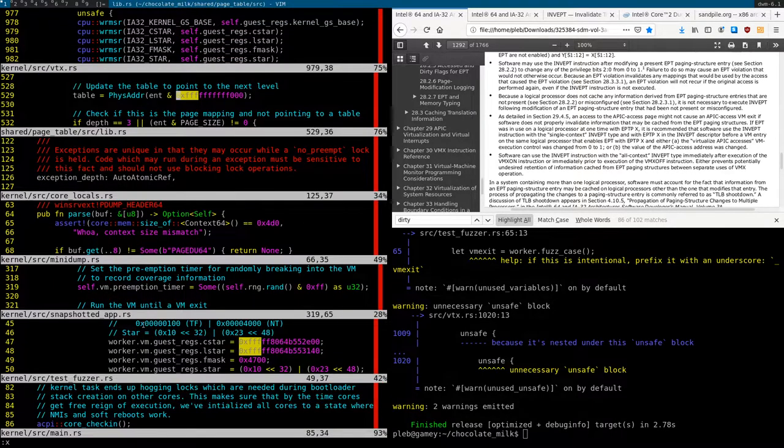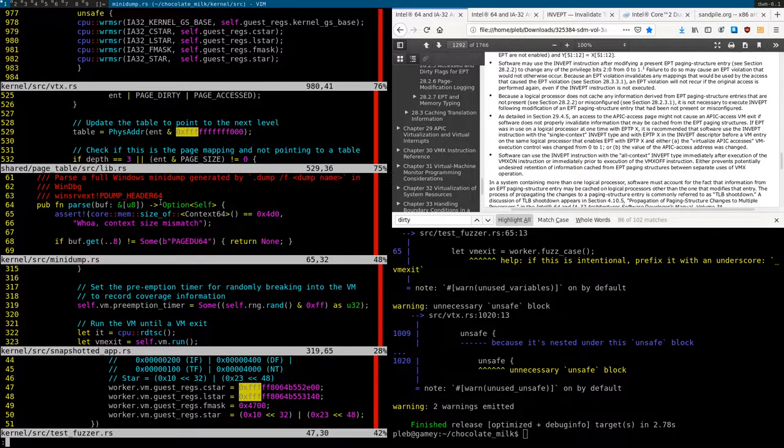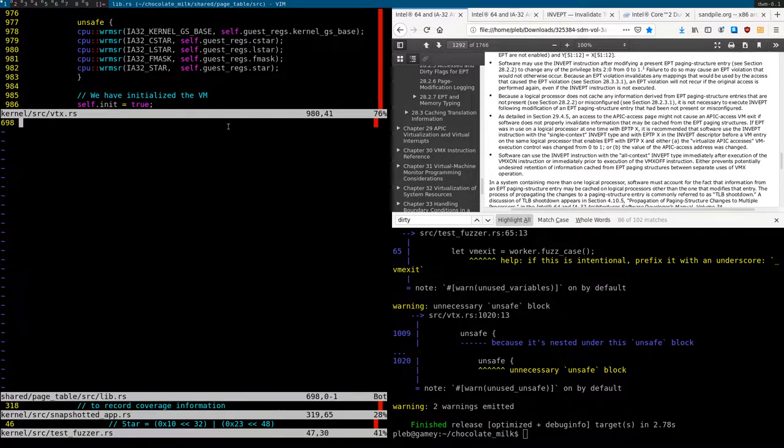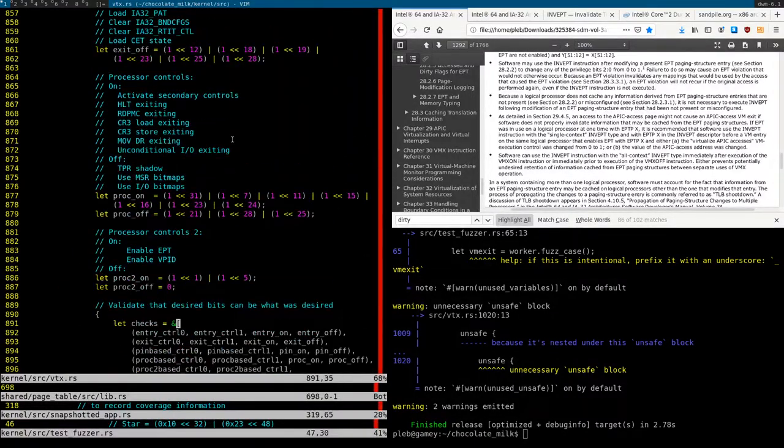EPT we don't need. Test fuzzer we do need. Main we don't need to open. VTX we need to open. Core locals we don't need to open. Mini dump we don't need to open. Okay, this is everything that we're currently working on. So, now we're going to optimize this loop.